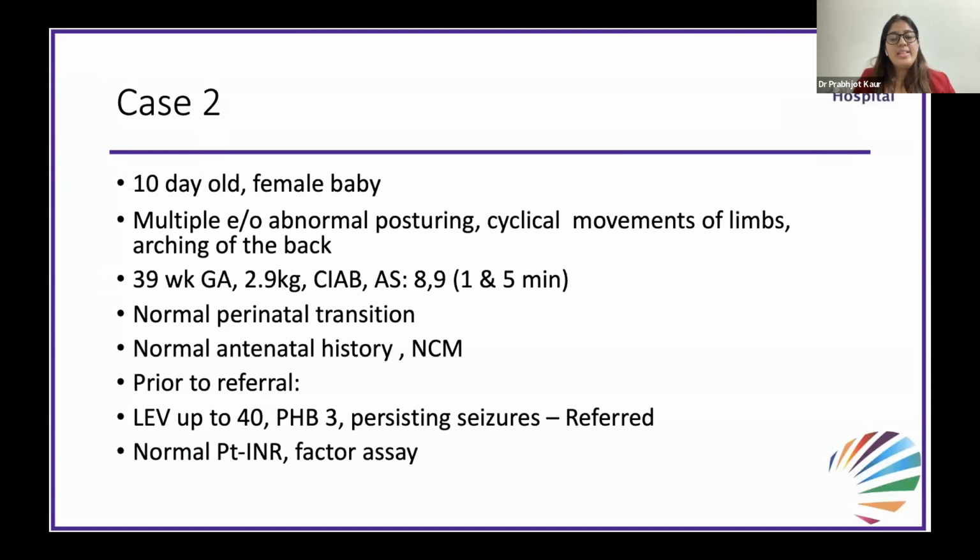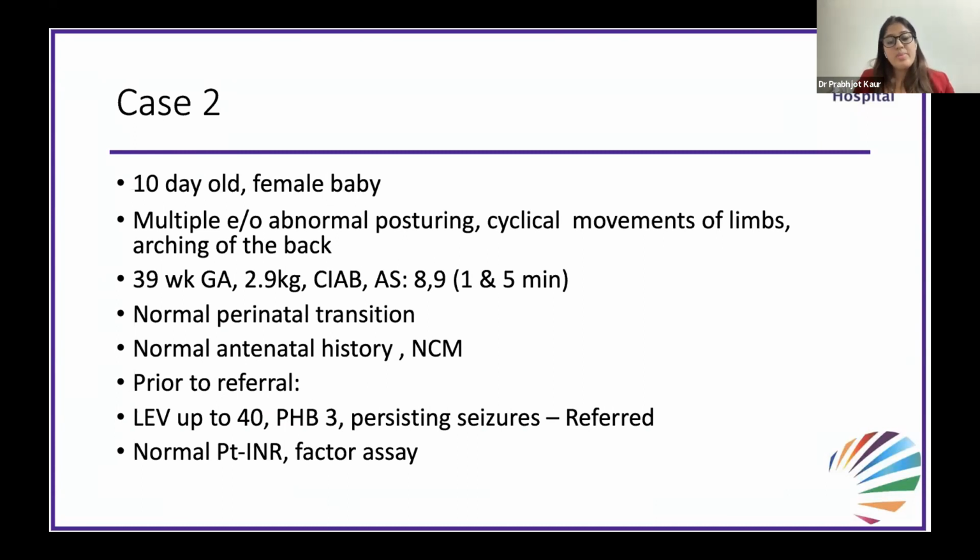So this baby was a 10-day-old girl child, a previously well baby, who presented with multiple episodes of abnormal posturing, cyclical movements of the limb and arching of the back. This was a 39-week baby born at a birth weight of 2.9 kg, cried immediately after birth with good APGAR scores, had a normal perinatal transition, good feeding, normal antenatal history, and born to a non-consanguineously married couple.